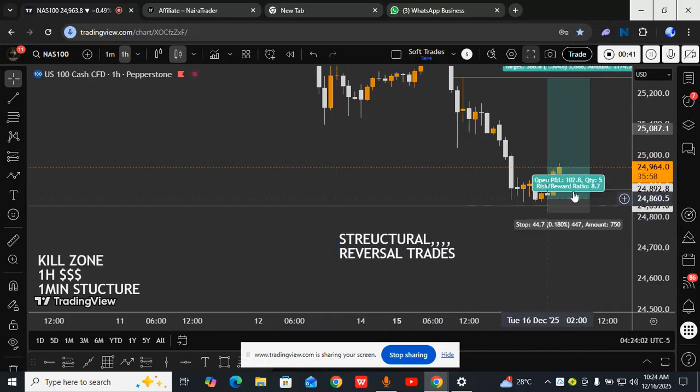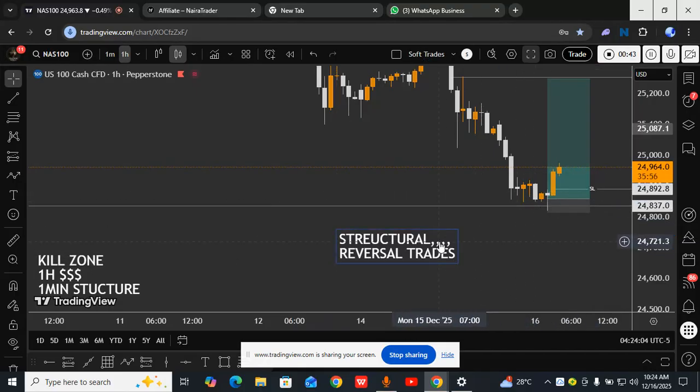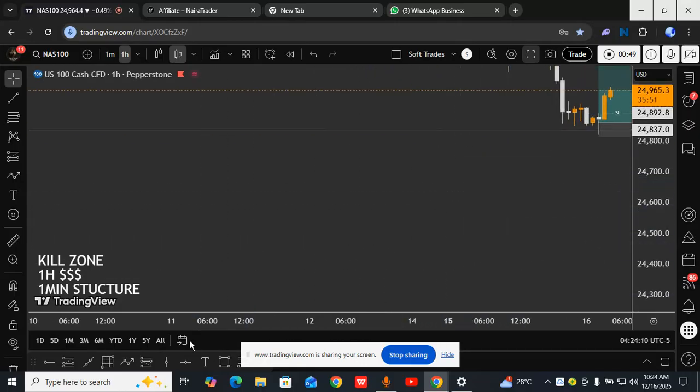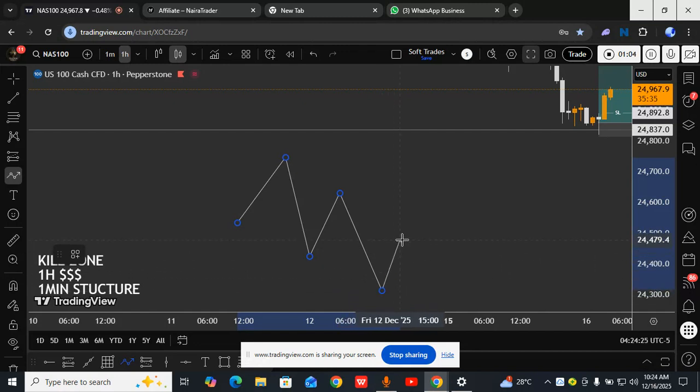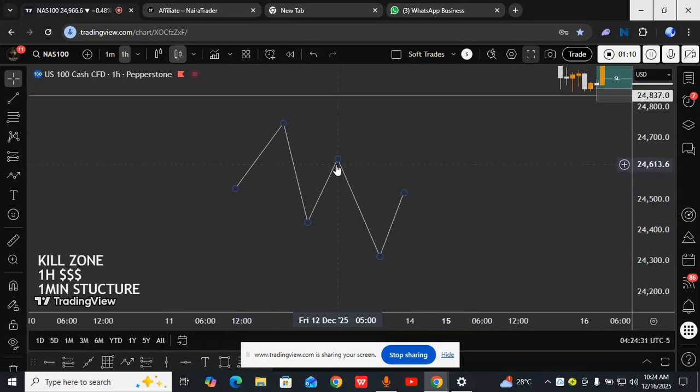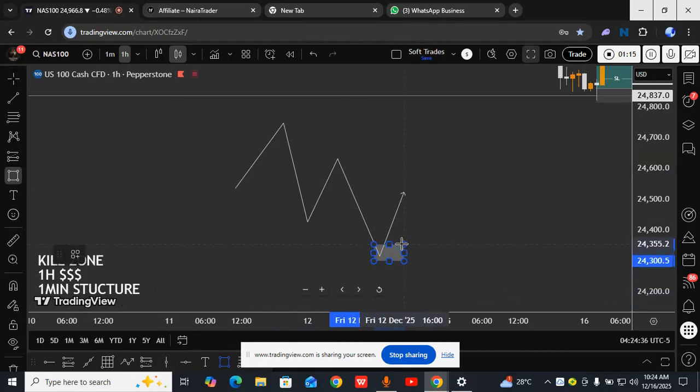Reversal trades are trades I normally take at the edge of a market structure. What I mean by that is, let's say for example, we have a market structure, right? This is a lower high, and then this is a low. Now, the retracement into the premium zone for this market to sell again, the trade I take at this point, which is the edge of this structure, is what I call the reversal trade.